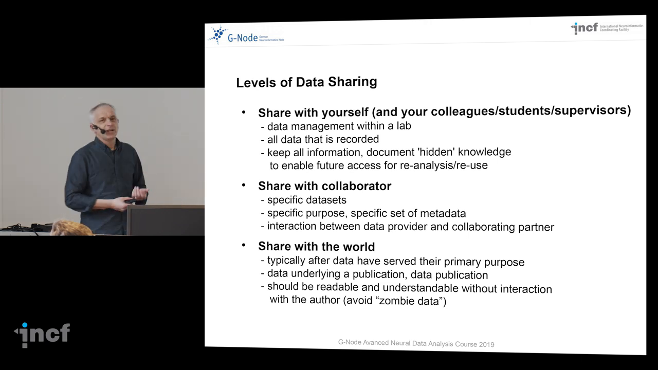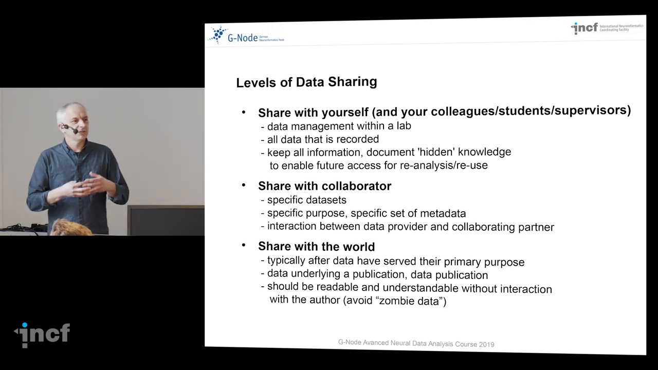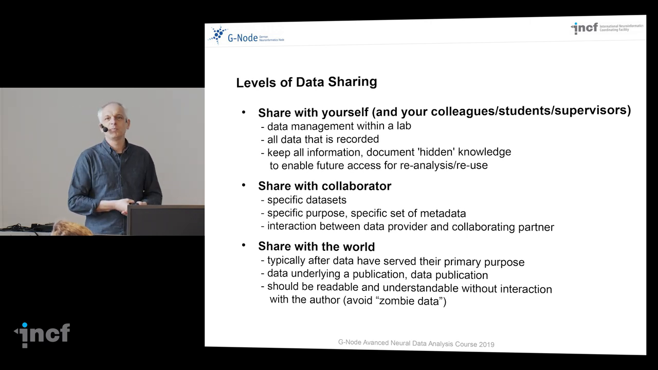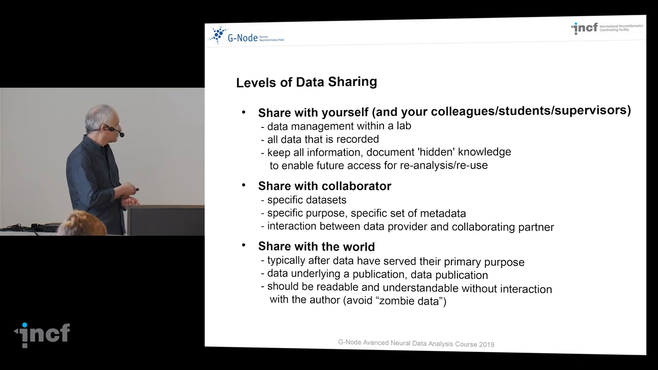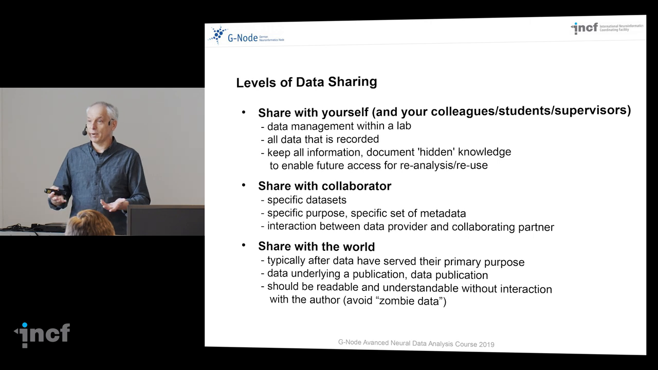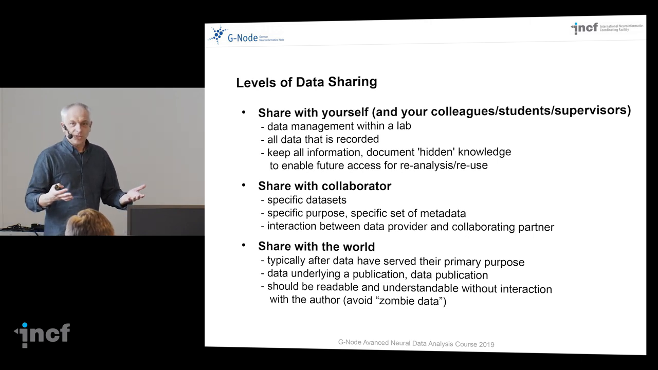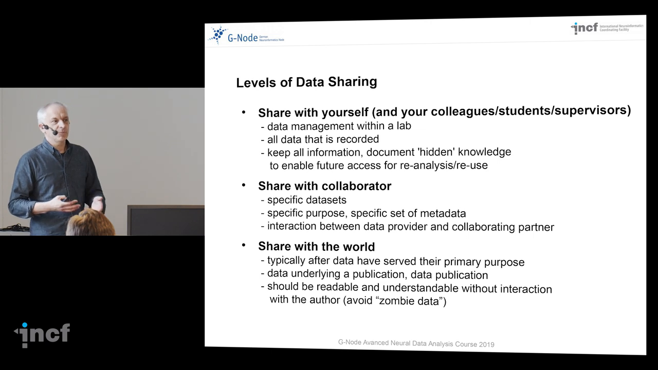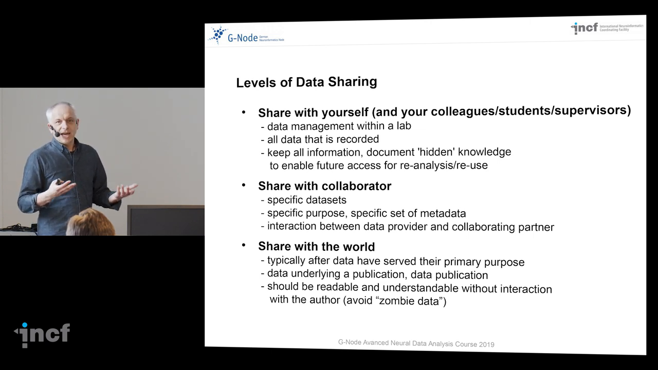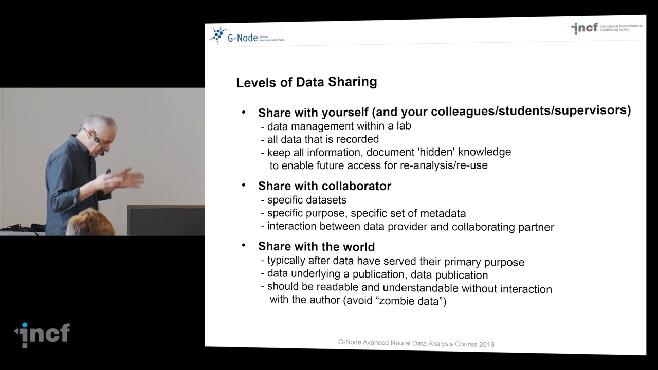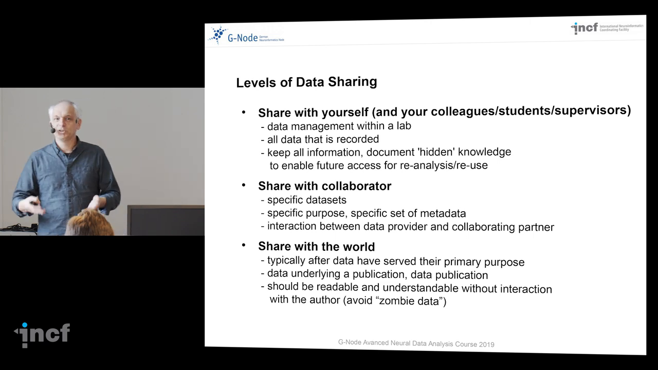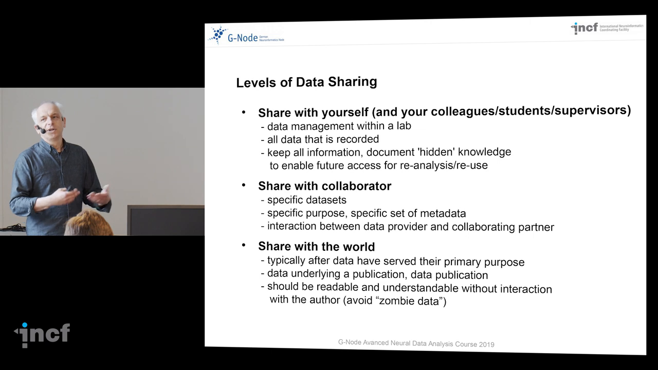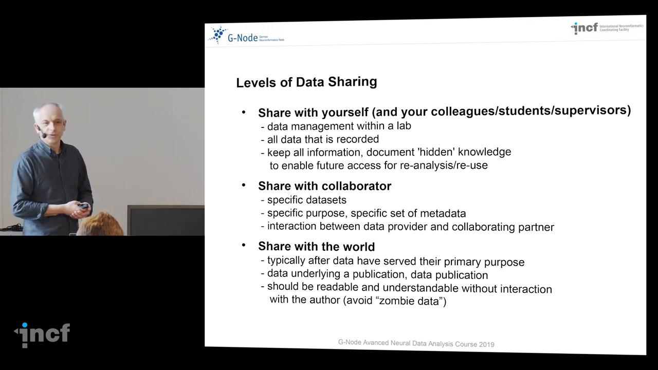And then the next level is sharing with the world, which is exactly the situation when you're done with your study. Basically, you're publishing your paper, and then maybe you're asked to provide the data with your publication, or you decide to do a data publication. This is also a possibility now. Some journals have an article type called data publication, where you do not describe a new scientific finding, but you describe your data set in detail and make it available for others to use and reuse.